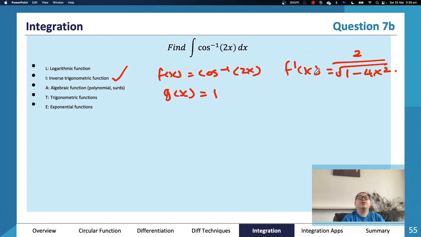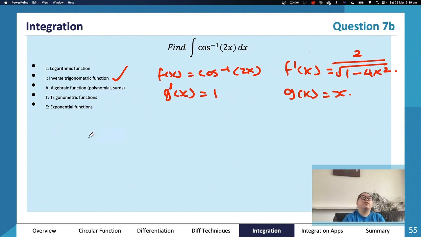And then for g, we want g dash of x to equal 1, right? Because that's the one that we want to integrate. So g of x would therefore equal x. And we don't really need the plus c here, just because we're going backwards and forwards, and we're eventually going to put the plus c at the end.